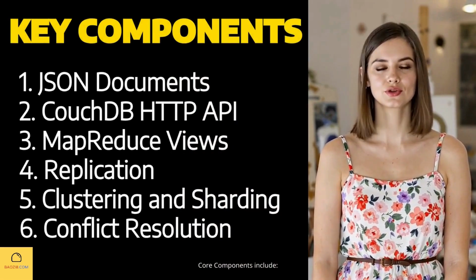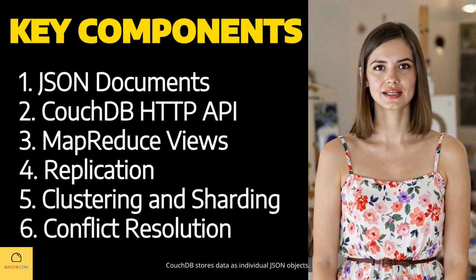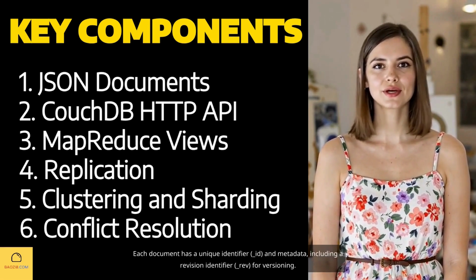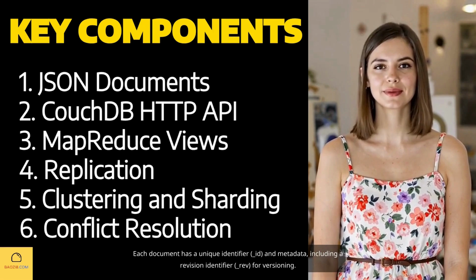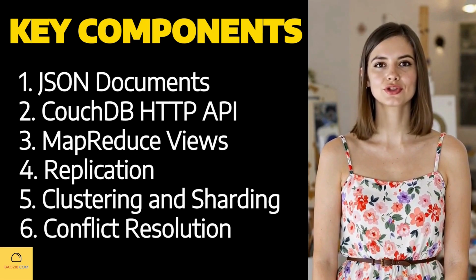Core components include 1. JSON documents. CouchDB stores data as individual JSON objects. Each document has a unique identifier, _id, and metadata, including a revision identifier, _rev, for versioning.